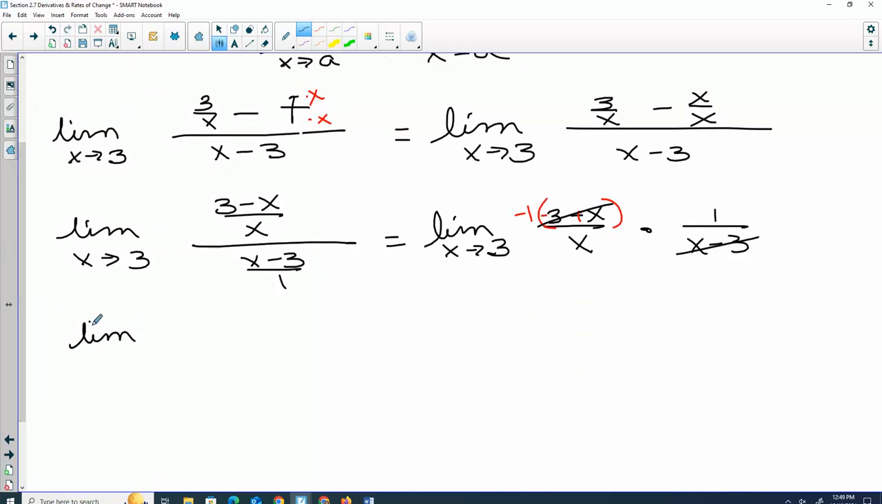So we have the limit as x approaches 3 of negative 1 over x. Can we plug in a 3 now? Yes. We get negative 1 over 3. I forgot this was the same problem as last time. Oh my gosh, it was the same problem, the same answer. That's crazy.